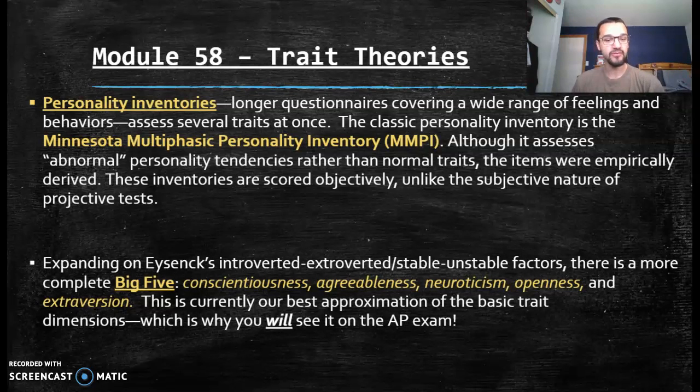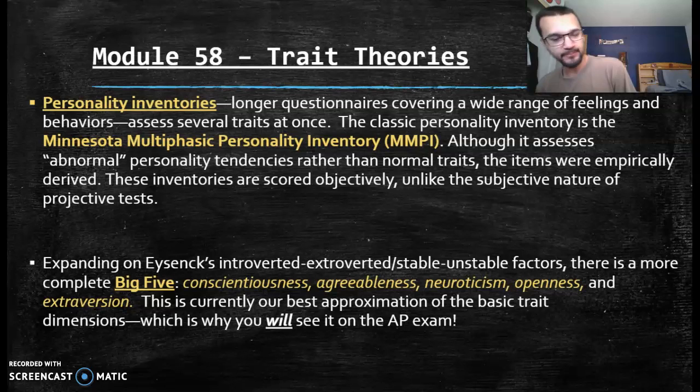Expanding on his introverted, extroverted, stable, unstable factors, there is a complete Big Five: conscientiousness, agreeableness, neuroticism, openness, and extroversion. Conscientiousness is basically how put together you are, organized, that sort of situation. Agreeableness is how open are you, how kind. Neuroticism is how stable versus unstable. Openness is how flexible you are, basically how willing you are to change. And then extroversion is what we've talked about before.